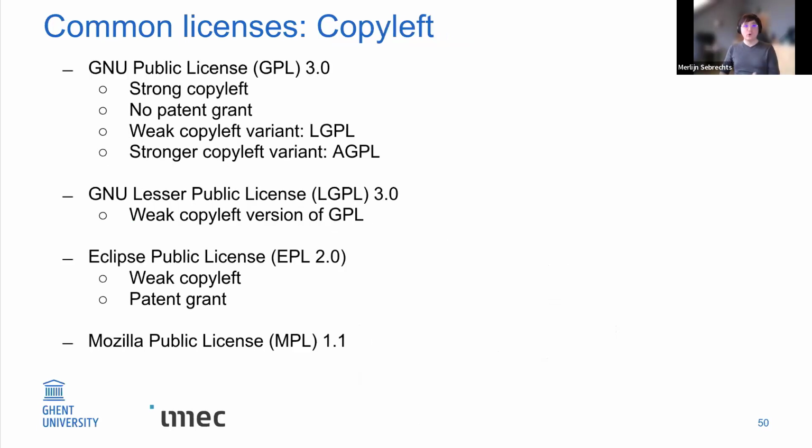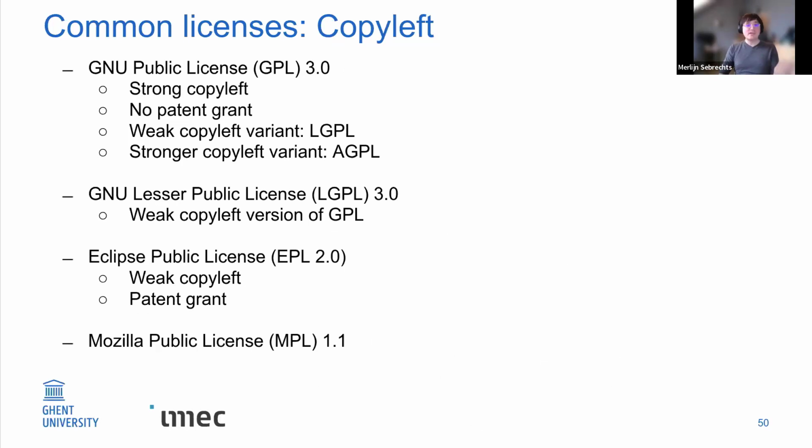When we talk about copyleft licenses, the most well-known copyleft license is the GNU General Public License, also called the GPL. The GPL is a strong copyleft license. So if your application uses even only 2 lines of GPL code, your entire application will need to be open source. However, the GPL doesn't have a patent grant.